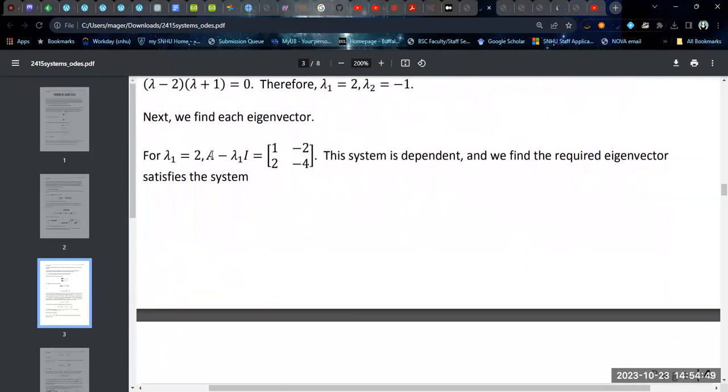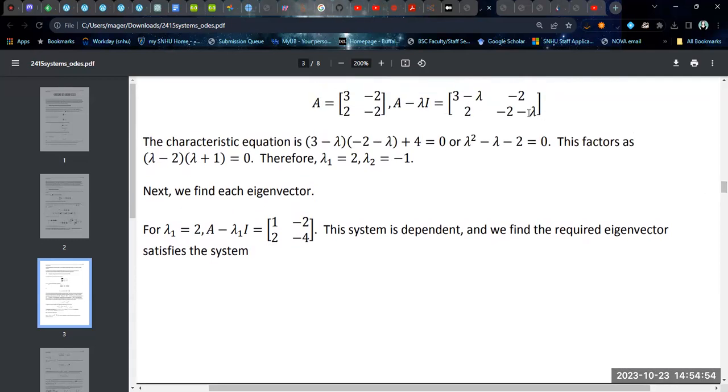So we're going to plug lambda 1 into our A minus lambda I matrix right here. If you have 3 minus 2, you get 1, and negative 2 minus 2, you get negative 4. What must happen for this to work is that your equations are now multiples of each other. If they are not, you have made an algebra mistake someplace before you got to this point. In this case, the top equation times 2 is the bottom equation, so it is dependent.